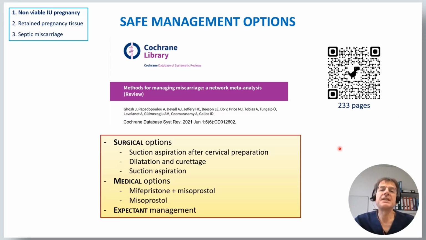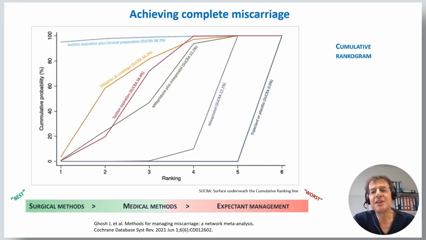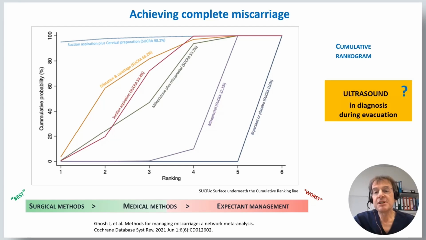Well, if you want to read it in detail, you can read the Cochrane review of 2021. It's 233 pages, but to summarize, and I was quite surprised by the results, they say that to achieve a complete miscarriage, if you have the diagnosis of an expelled pregnancy, the surgical methods seem to be the best, and the expectant management the worst. Of course, in this work, the use of ultrasound in the diagnosis and during evacuation was not assessed, so that might be important in the interpretation of these data.